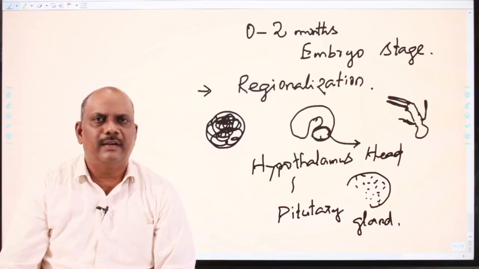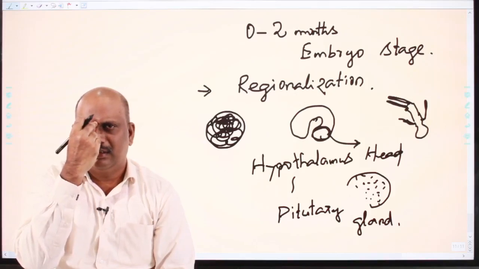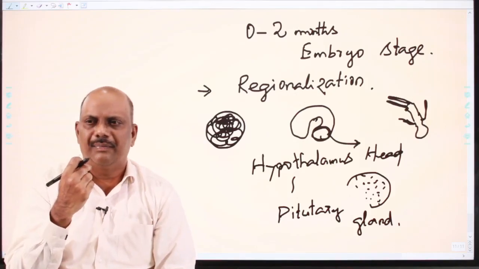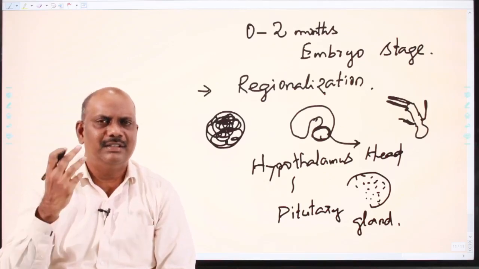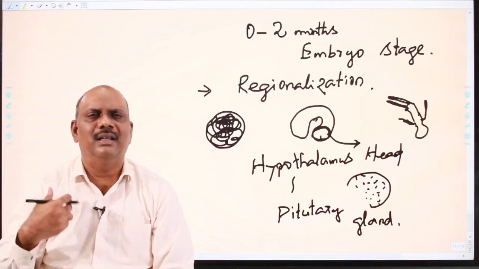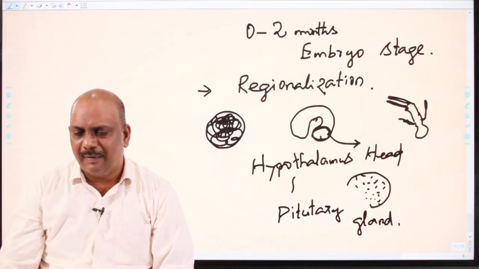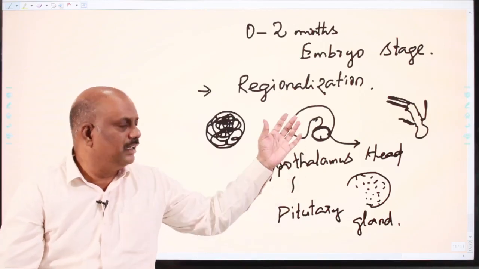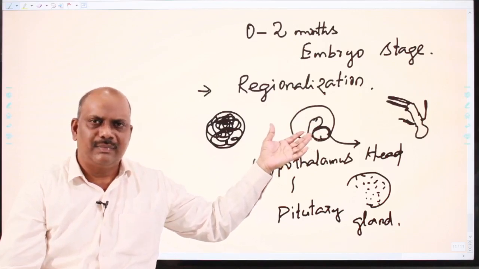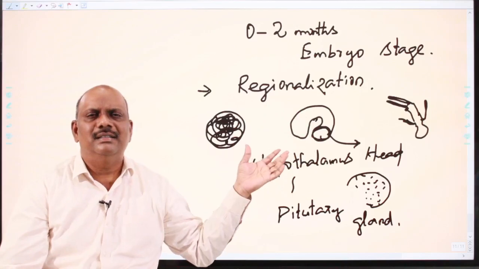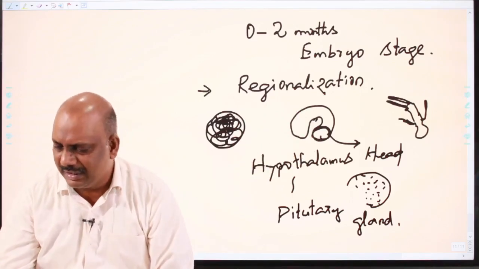To the pituitary gland. You know, the pituitary gland will be exactly here. Okay, the pituitary gland is the master gland. It is the pituitary gland which is going to activate all other endocrine systems. So all these develop from the differentiation of cells which migrated to this region, forming the head region. This process is called regionalization. So regionalization happens in the embryo stage itself.